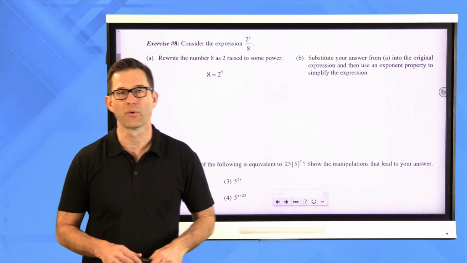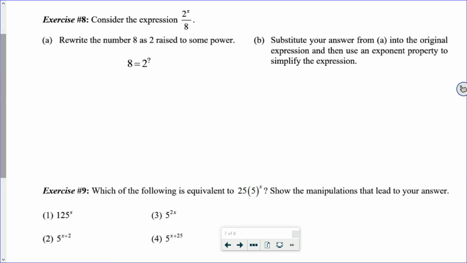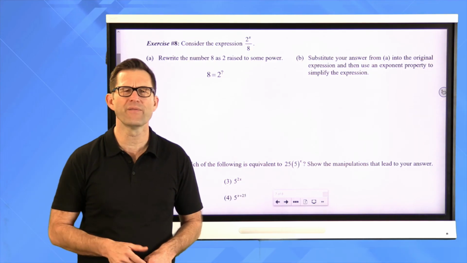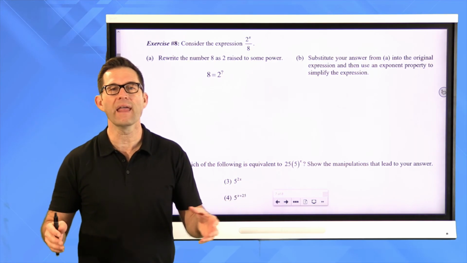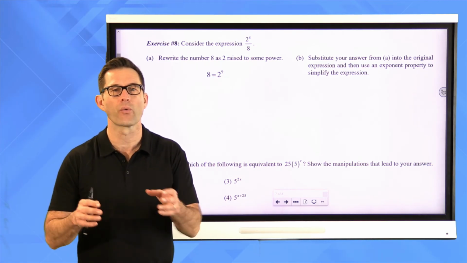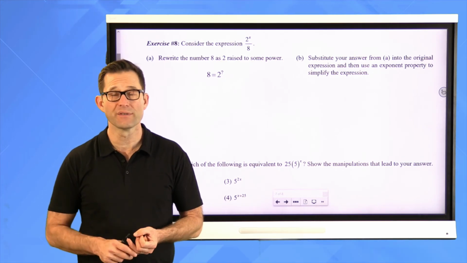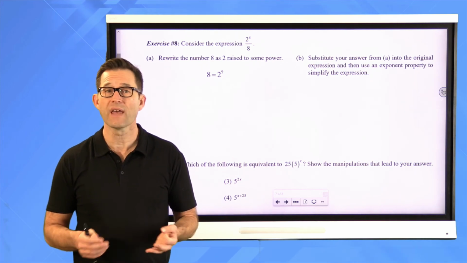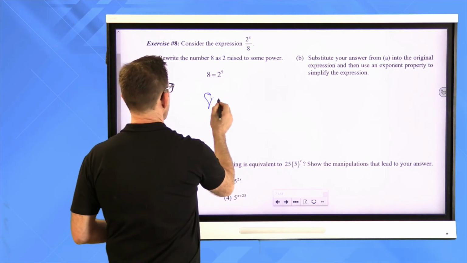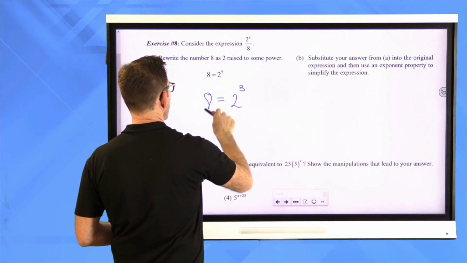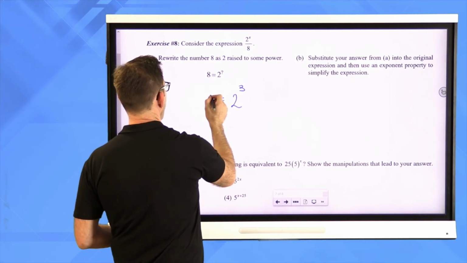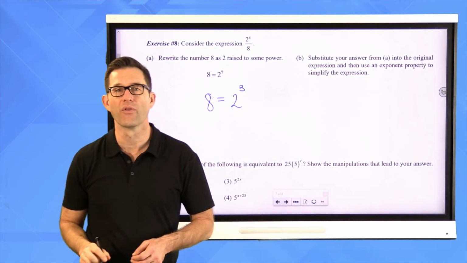Let's take a look at exercise number 8. Consider the expression 2 to the x divided by 8. Rewrite the number 8 as 2 raised to some power. All right, so pause the video now and see if you can think about what 8 is equal to in terms of 2 raised to some power. All right, well, 2 squared is 4, times another 2 is 8. So 8 is the same as 2 to the third. There we go. 8 is equal to 2 to the third.